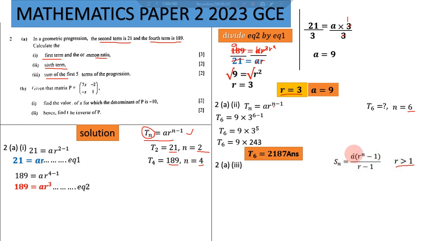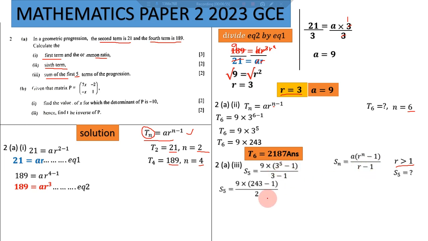Sn, the n represents the number of terms that you are adding. We are adding the first 5 numbers, so where there's n here, we're going to substitute with a 5. So S5 equals, we don't know the sum. We substitute: the A is 9, R is 3, and the number of terms is 5, so n represents 5. So 3 to the power 5 minus 1, over 3 minus 1, which is this setup here.